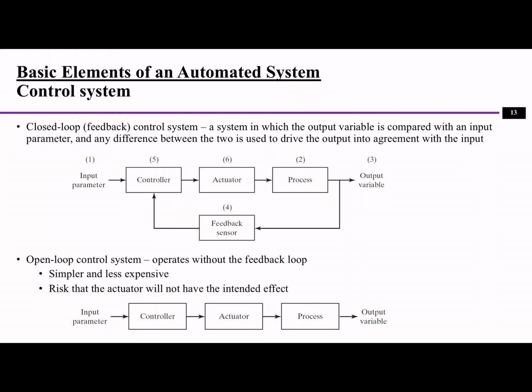For example, our heating system at home. When we set the temperature to 72 at home, it will generate heat, and when the home temperature is over 72, it will stop. And then when it's lower than 72, it will start to generate heat again. So this is also a feedback loop.